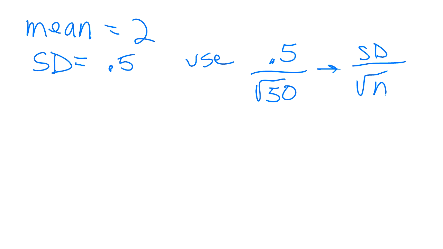So let's find the probability that the game lasts between 1.8 and 2.3 hours. So remember, this means between 1.8 hours and 2.3 hours. That's what that symbol means. Find the probability the game lasts between 1.8 hours and 2.3 hours.